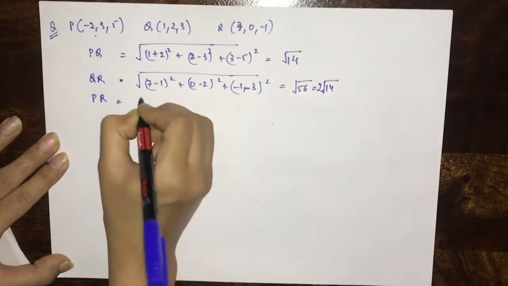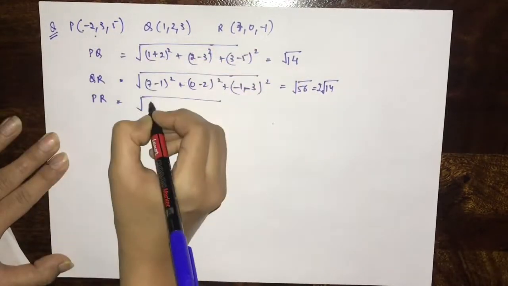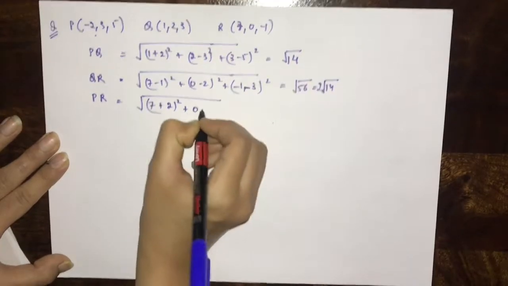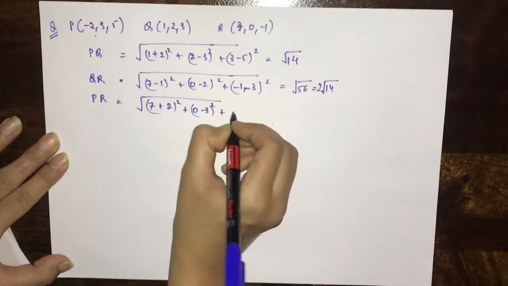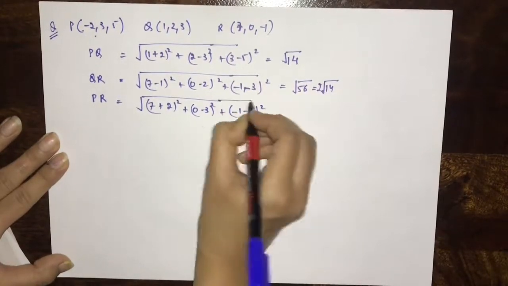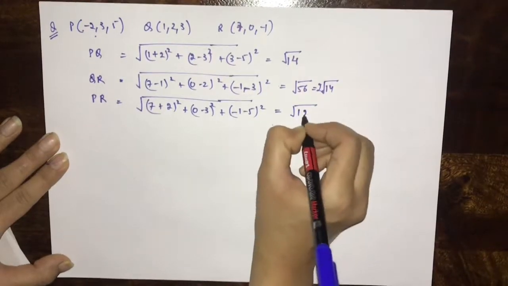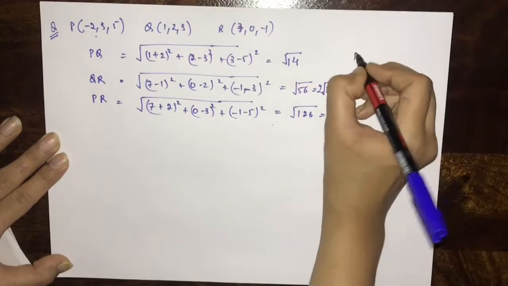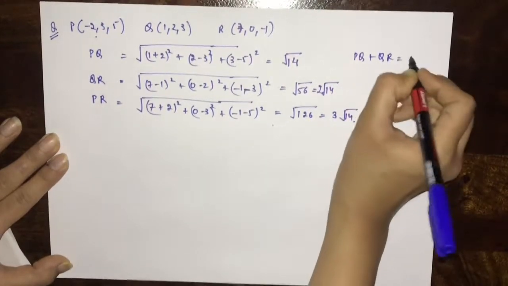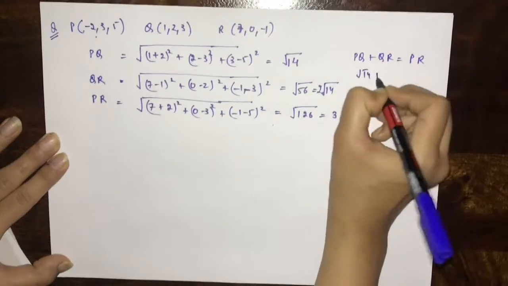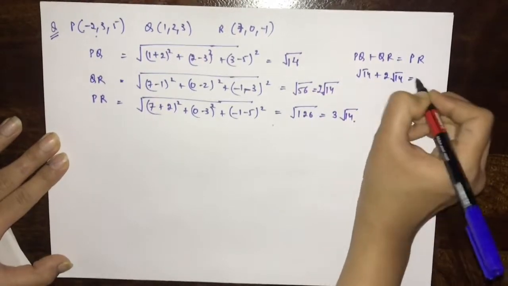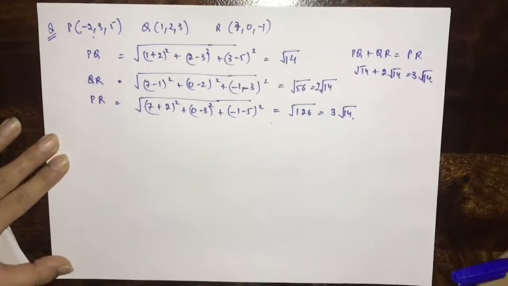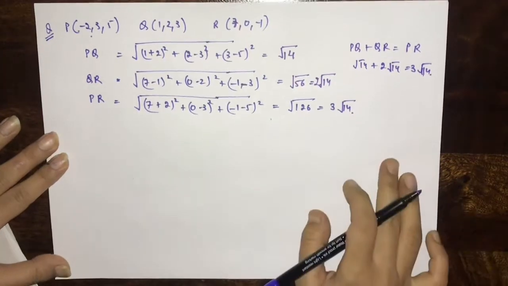You find PR, which is 7 plus 2 square plus 0 minus 3 square plus minus 1 minus 5 square, and solving it you will get root 126, which is 3 root 14. Very clear? PQ plus QR is equal to PR. Root 14 plus 2 root 14 is equal to 3 root 14. So, which shows that the sum of 2 is equal to the third, so the points are collinear.